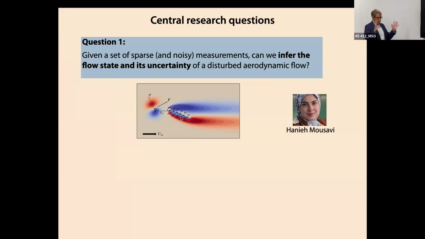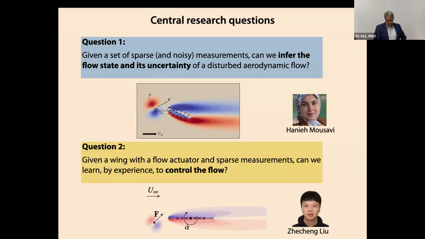And here I mean the entire flow field if possible, velocity and pressure and so on, or vorticity. And its uncertainty. I want to know how certain I am about that flow field, right? Which is always an important question. And then the second question is about control. Like how do I take sparse measurements with a flow actuator and learn by experience to control the flow, right?